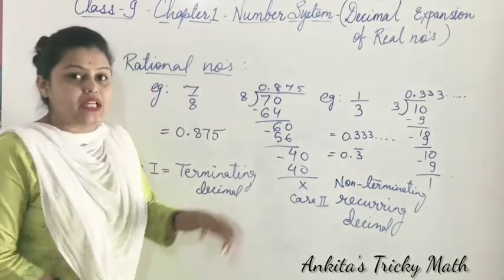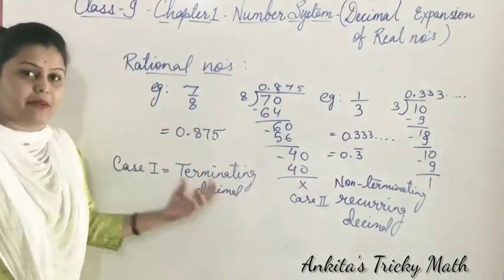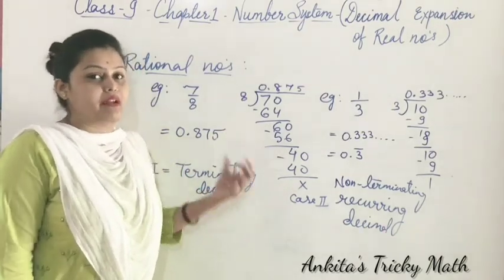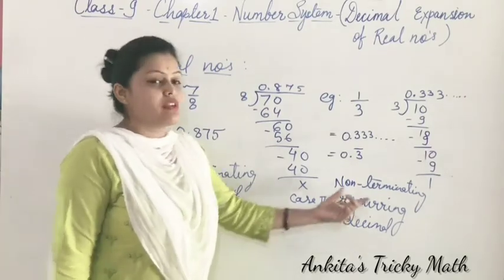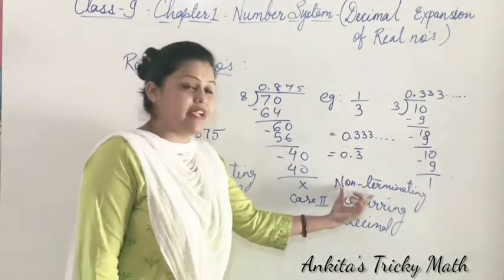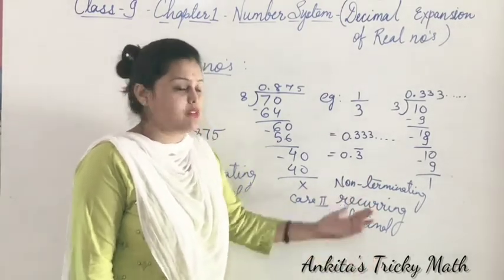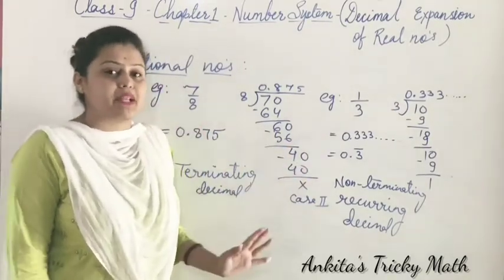So what we have seen are two cases in rational numbers. Whenever we find the decimal of any rational number, we get two types of decimals: terminating decimals, and secondly non-terminating, which, if it repeats, is recurring. Either it will terminate, or if it is non-terminating, it will repeat. So these are two types of decimal expansions of rational numbers.